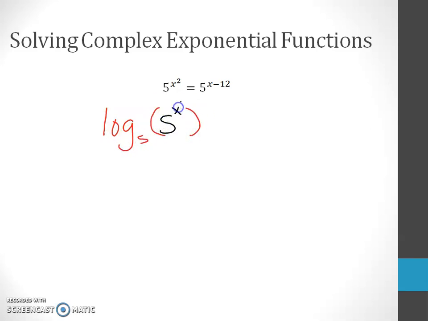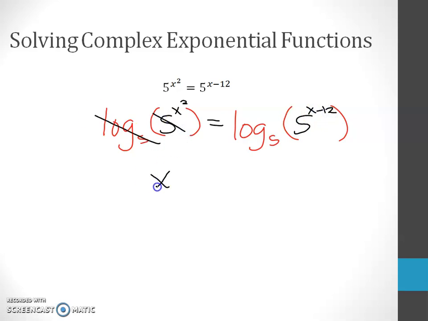So that's going to be log base 5 of x squared equals log base 5 of 5 to the x minus 12. These cancel. I'm left with an x squared. These cancel. I'm left with an x minus 12. Here's where the tricky part comes in.